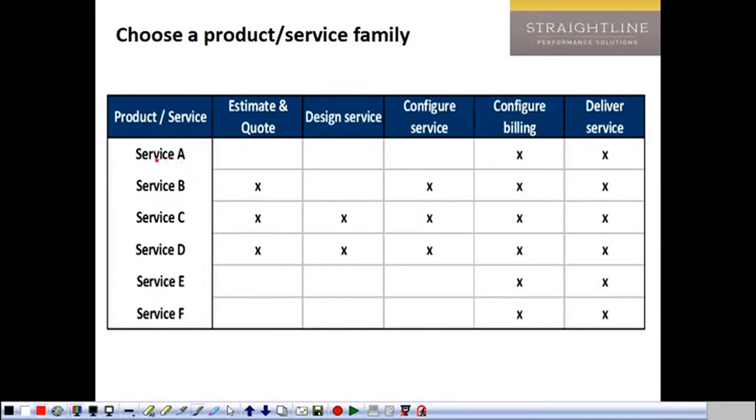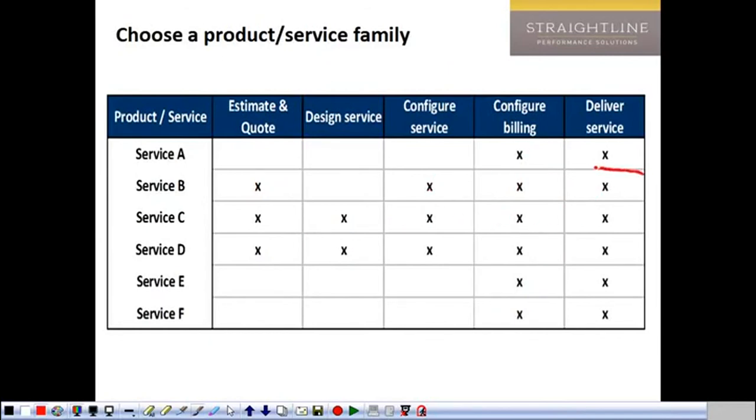I thought of these as different products, right? So I had a product A, product B, product C. You could look at them as services as well. And then I simply went through and said, okay, for this particular service, do we need to go through estimate and quote it? Yes, no. If we do, put an X, otherwise put a no. And you'll start to see that there's a lot of commonality.